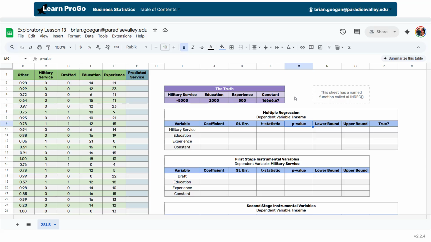Here in this exploratory lesson, we're going to explore this two-stage regression that we call instrumental variables, where we identify a variable that essentially does random assignment into a treatment and control group that we can then use to compare outcomes.